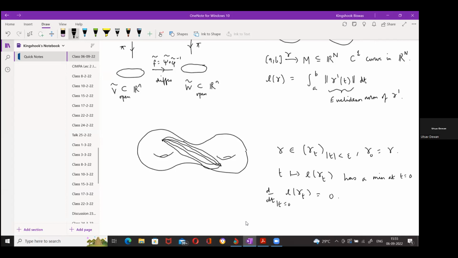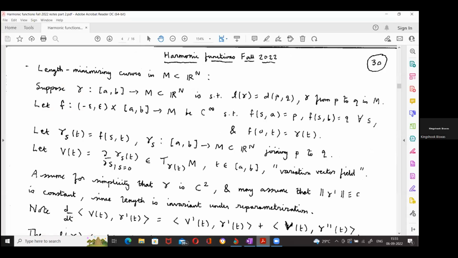Okay. So this is what we're going to do, just basic calculus, but we're going to make some simplifications. My one parameter family of curves is going to be a map f from an interval minus epsilon comma epsilon cross [a,b] into M, a smooth map such that for all s in the interval minus epsilon epsilon, the curve f of s,t starts at P and ends at Q.